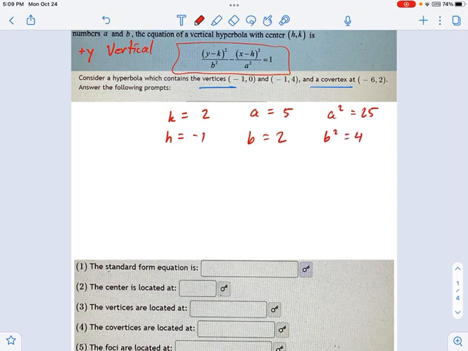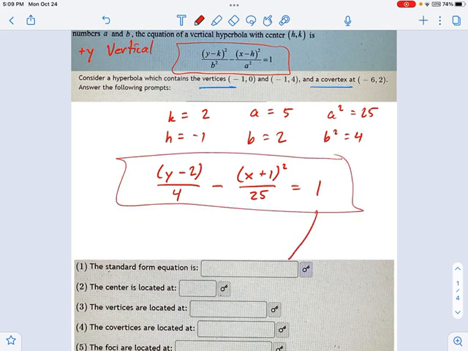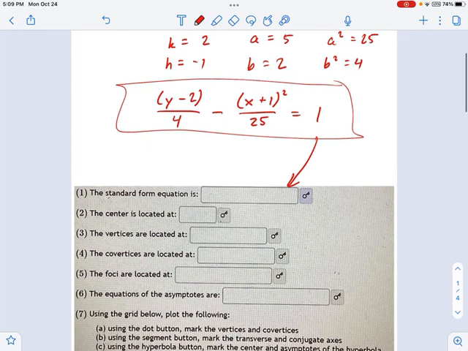And when we put that all into our equation, we get this. Y minus K, so that's y minus 2, over B squared, that's 4. And then we have minus, because this is a vertical hyperbola, that means y is positive, x is negative. The center at H equals -1 means we have an x plus 1 right here. Again, that's squared, and it's divided by A squared, so that's 25. Equals 1 is our result. That is our standard form equation for the hyperbola.